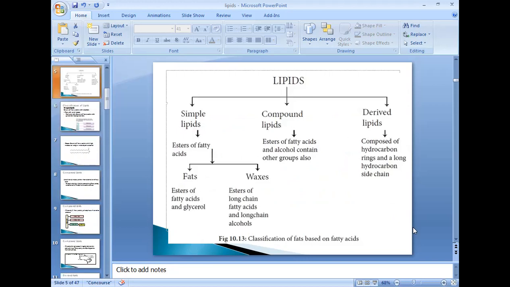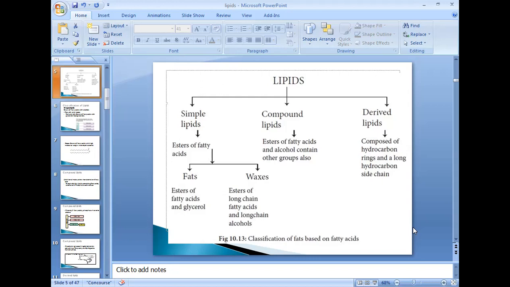Lipids are also classified according to their fatty acid composition. So they can be simple lipids, compound lipids, and derived lipids. The simple lipids can further be classified into fats and wax. Fats are basically esters of fatty acid in this group. Waxes are esters of long chain fatty acids and long chain alcohol.